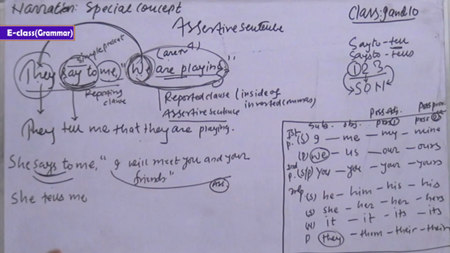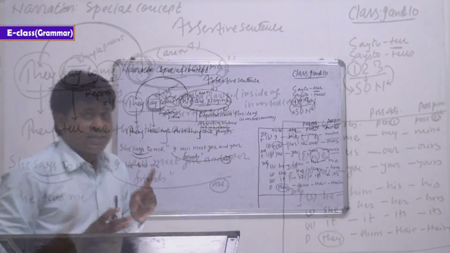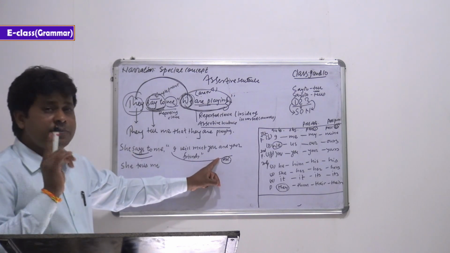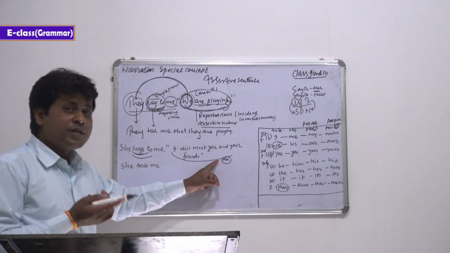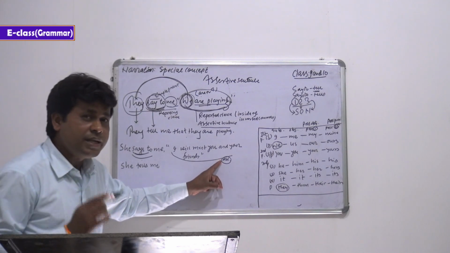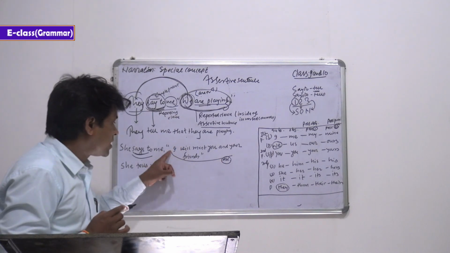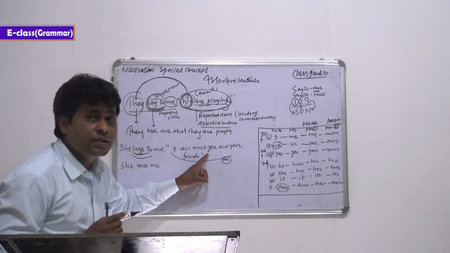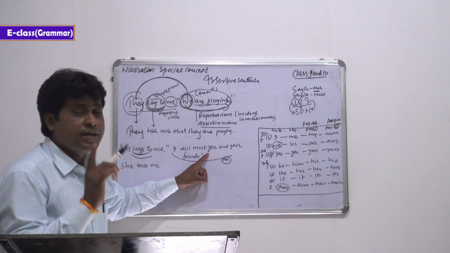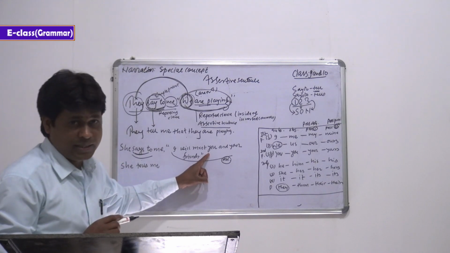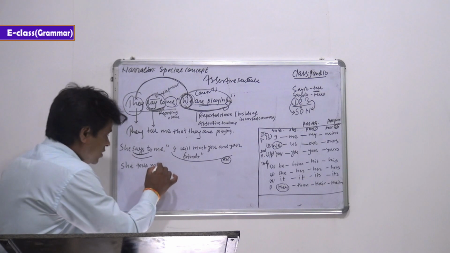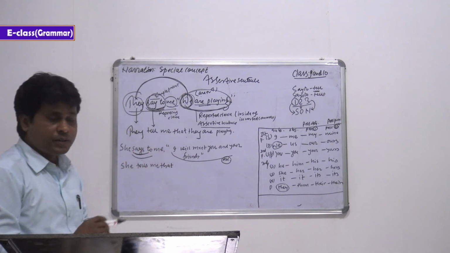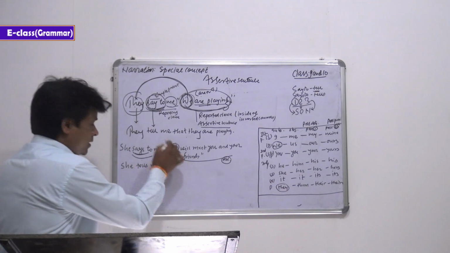Now, what conjunction will you use over here? That. Why "that"? Because this is an assertive sentence. And you know what an assertive sentence means: it begins with a subject and ends in a full stop. It is saying something. So, which sentence is this again? Assertive sentence, my dear students. So, what conjunction will you use over here? That. Okay.